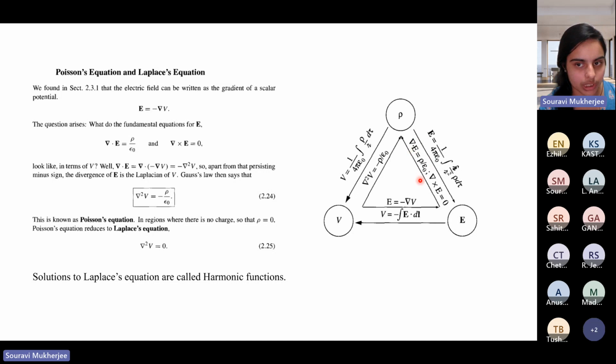And if you know the potential, you want to find electric field, then you have to use this relation. Again, if you know the electric field but you want to find the potential, then you have to use this relation. So depending on what your question is asking, you need to remember and understand which relations to use. So this is the whole crux of today's class.